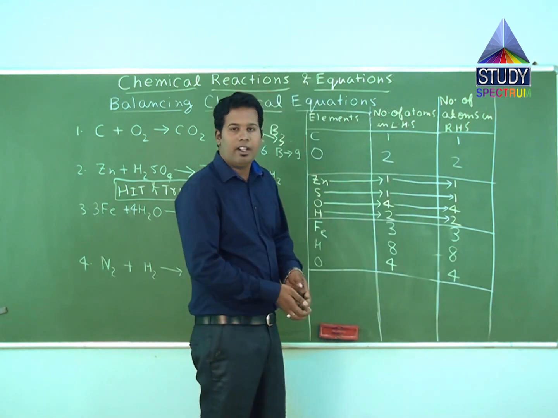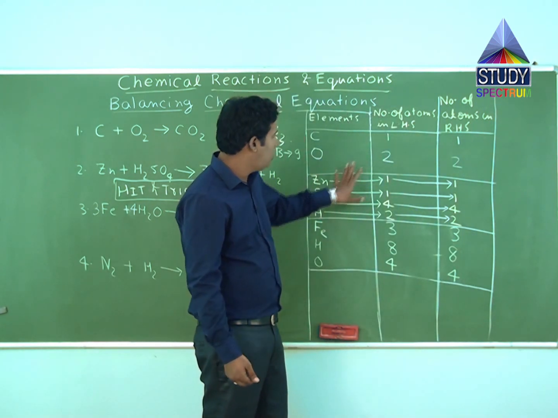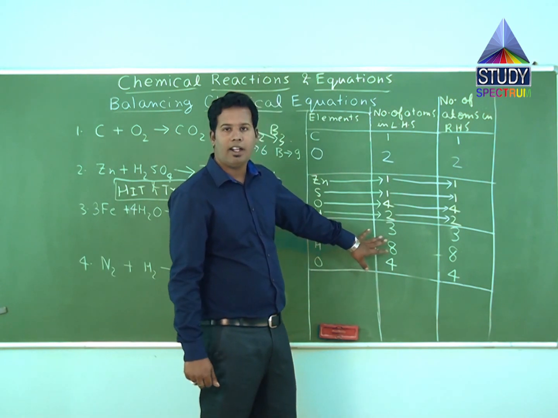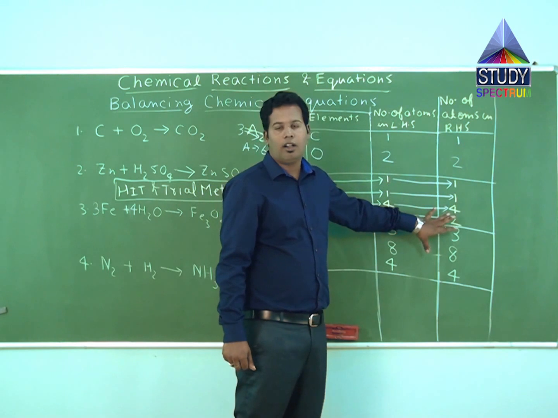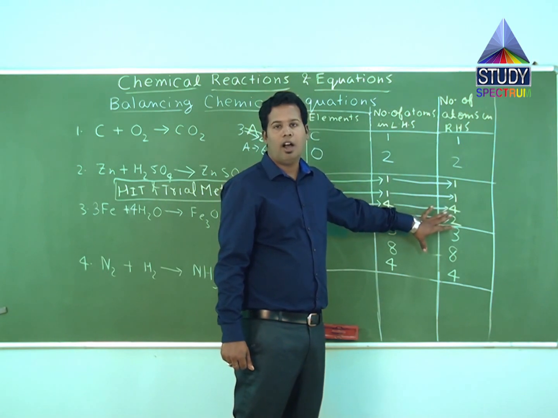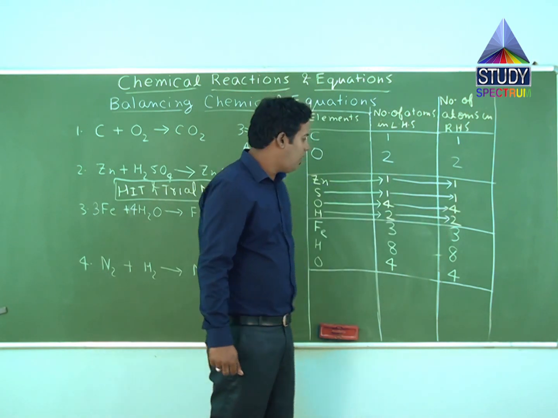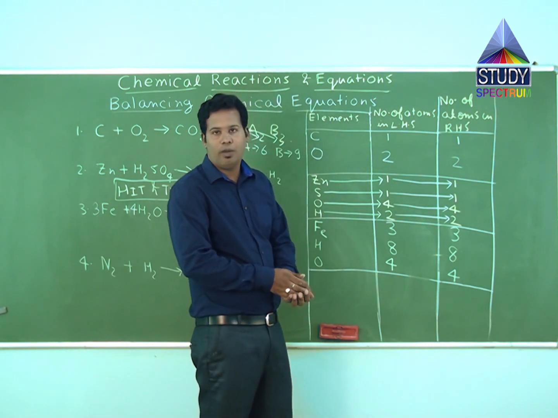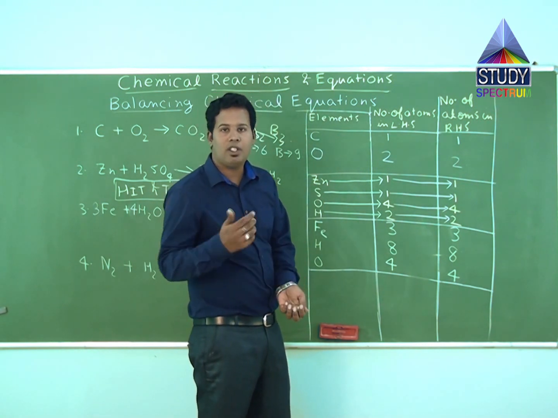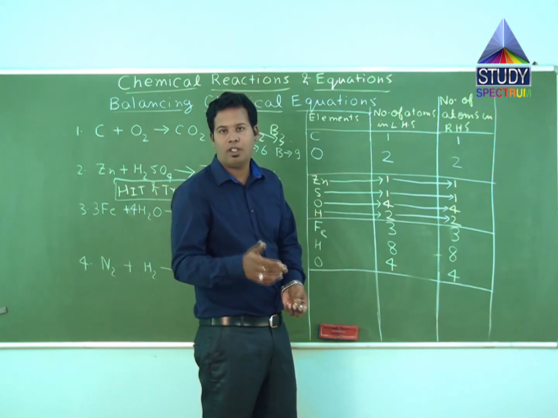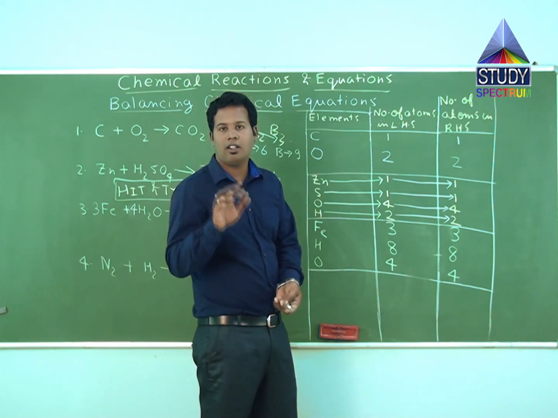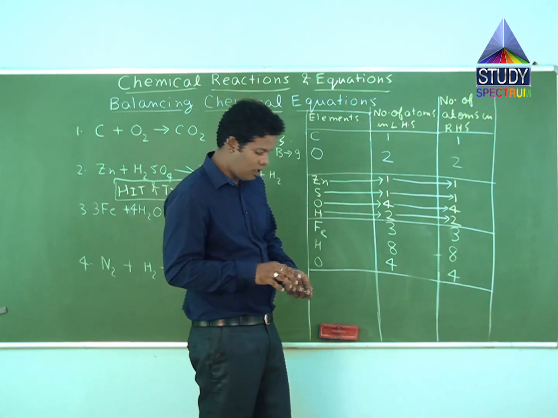Correct? Now let us see, we are done with calculating the number of atoms of each element in LHS and also in RHS. Correct? Now let us see whether these numbers are coming out to be the same or not. If they come out to be the same, then the reaction is balanced. If they do not come out to be the same, then the reaction is still unbalanced.